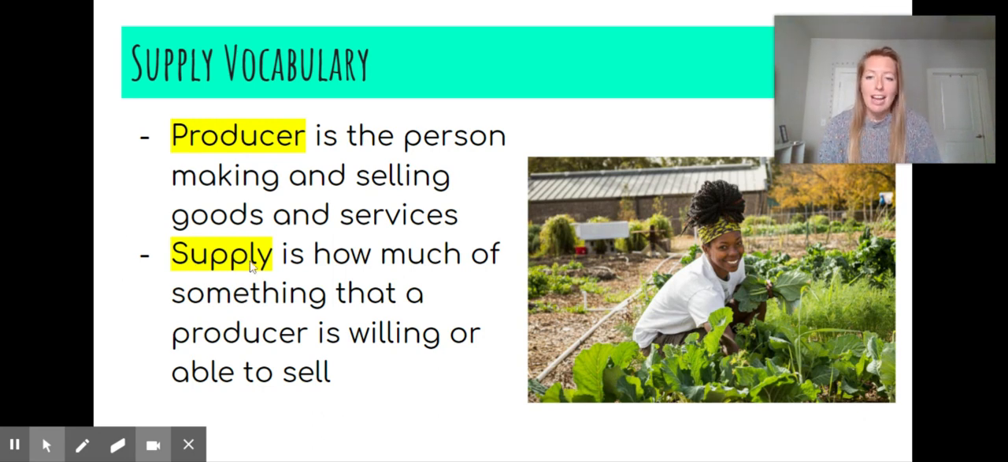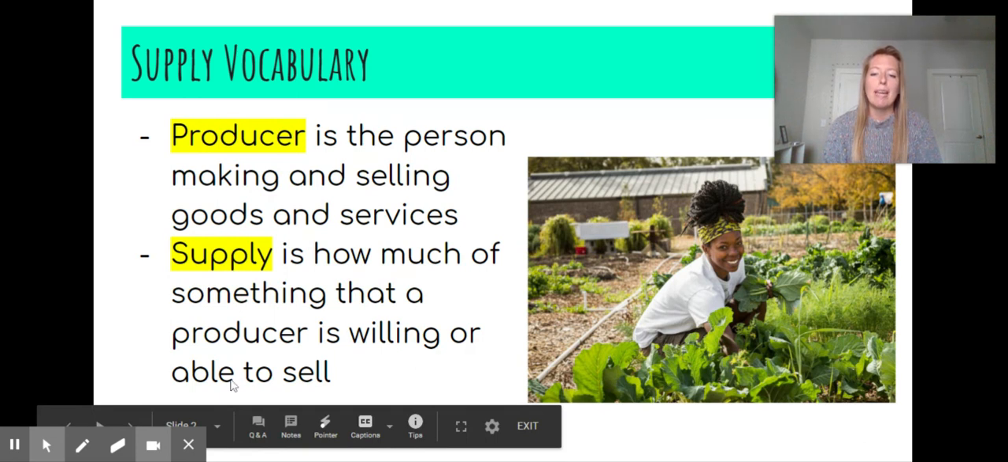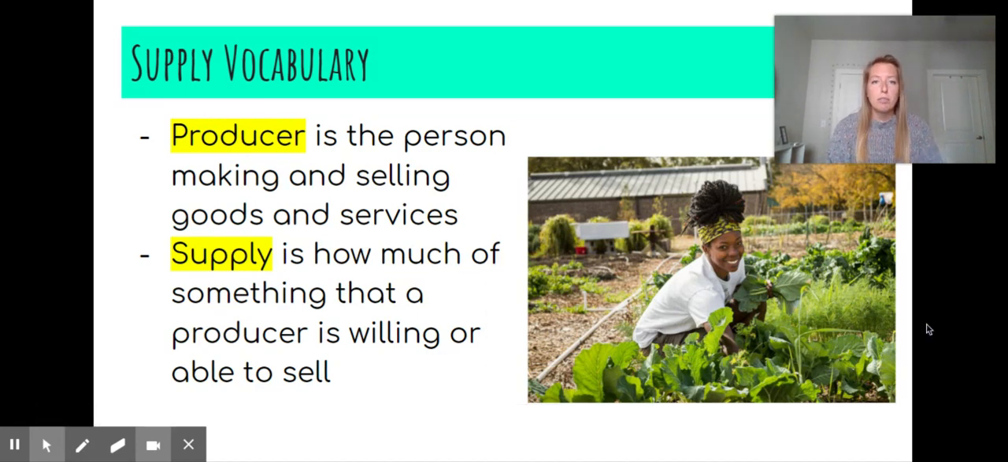Now, supply, everyone say supply, is how much of something that a producer is willing or able to sell. So our farmer, they sell and grow vegetables or fruits or whatever they're growing. But they might only be able to grow so much of it because they only have so much land. Or they might only grow so much of it because people only want to buy some of it.